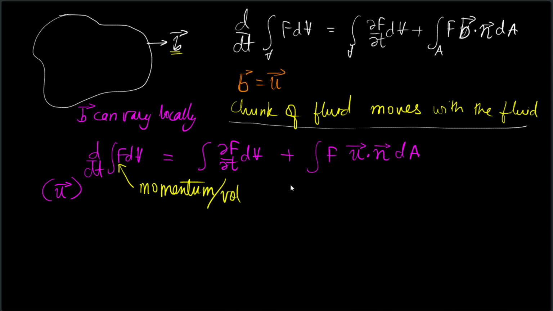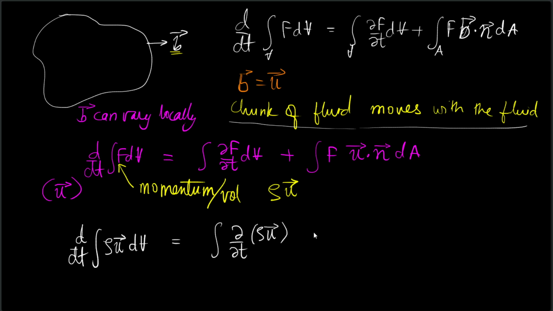And so the momentum per unit volume of this fluid chunk is going to be rho times its velocity. So therefore, the term can be written as d/dt of the integral of rho u dV is equal to the integral of ∂/∂t of rho u plus the integral of rho u u·n dA.